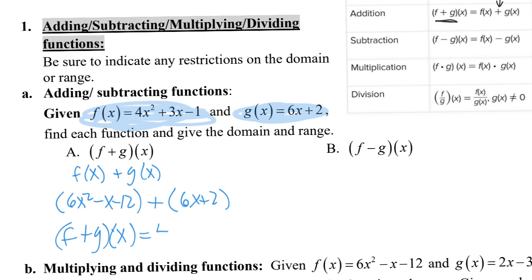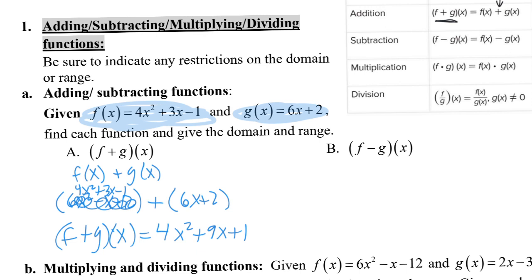I copied this wrong. I don't know what I did. Rewind the ship. Function f I didn't write correctly. Function f is 4x squared plus 3x, and then minus 1. So if you combine the terms, you're going to get 4x squared, and then plus 9x, and then plus 1.